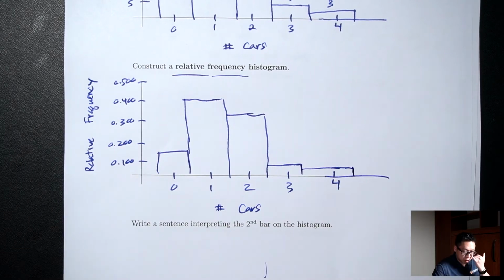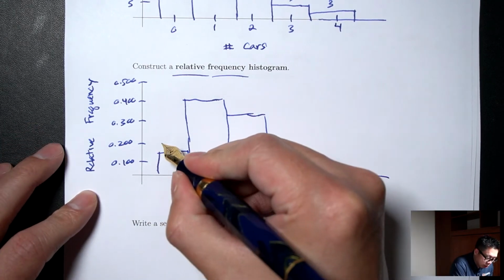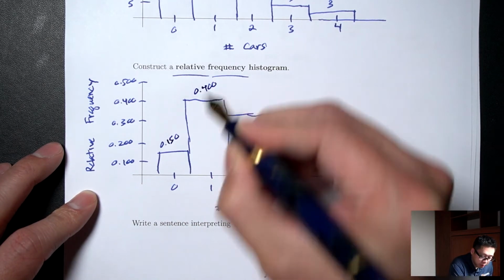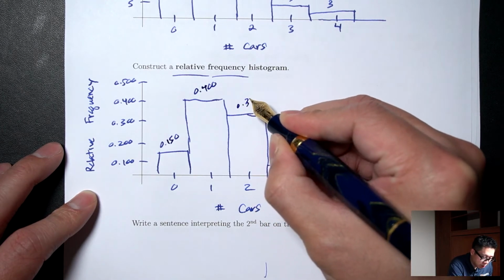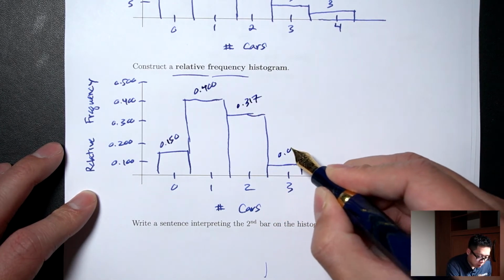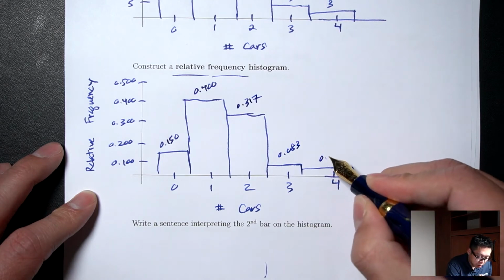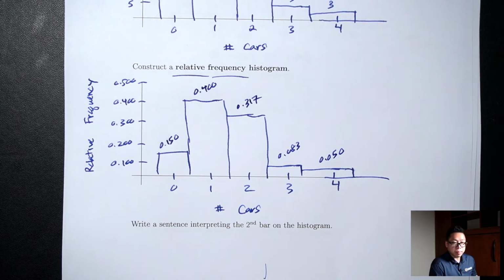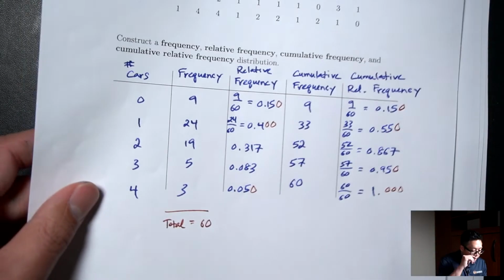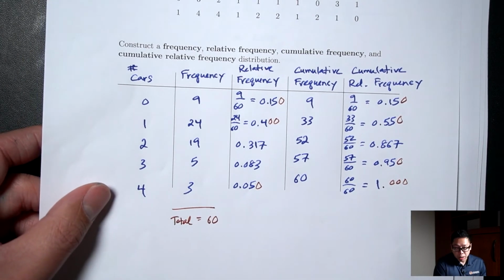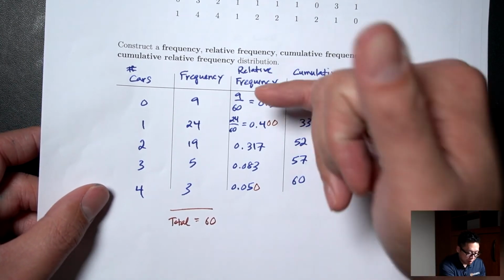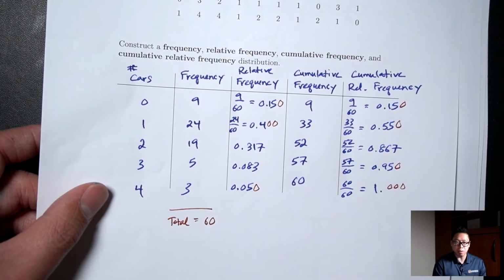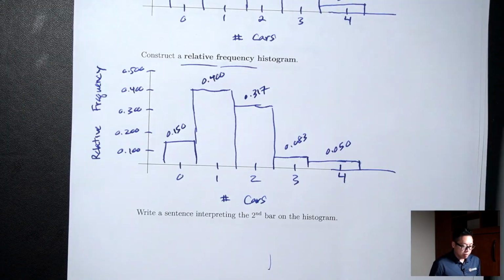And then I'm going to label the bars with the relative frequencies: 0.150, 0.400, 0.317, 0.083, 0.050. So once again, if you end up with decimals where you don't have to round, my recommendation is to add on zeros so that every decimal has the same number of decimal places. In this case, every decimal has 3 decimal places. It's going to help you compare and graph.